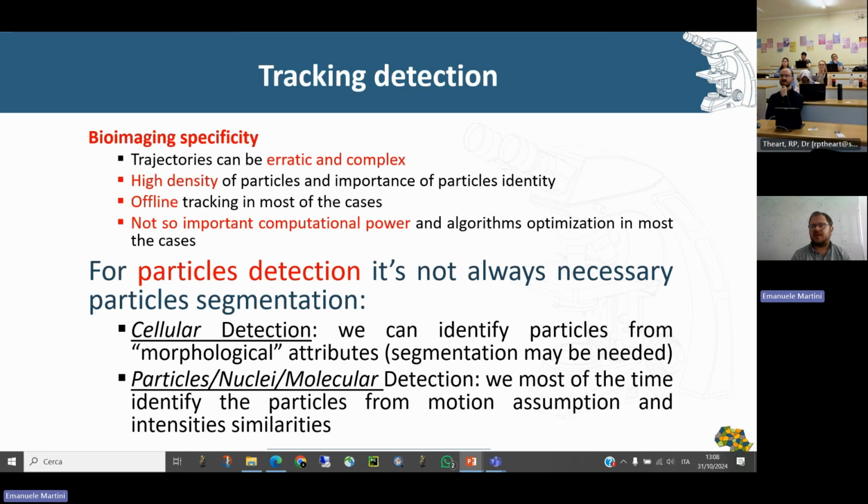Now, bioimaging specificity in tracking. There are good things and bad things with respect to, I don't know, following a car or something like that. One bad thing when you deal most of the time with biological cells and particles is that the trajectories can be erratic and complex. So they can change direction in an unexpected way. They can move faster or slower. So it's not always the same movement, so you have to consider it.